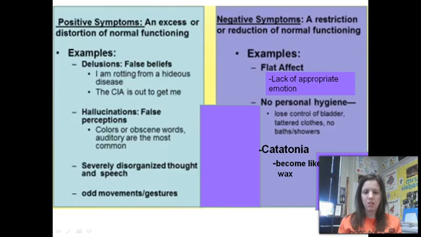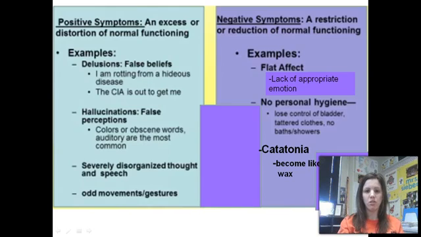The last negative symptom is called catatonia. And catatonia means that sometimes these schizophrenics will put their bodies into incredibly awkward positions, and they will actually hold those positions for hours upon end. Their body becomes like wax, and you can actually move it yourself, and they'll just hold it.